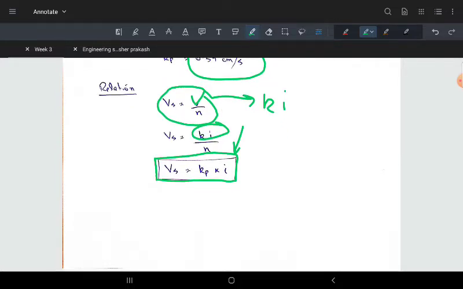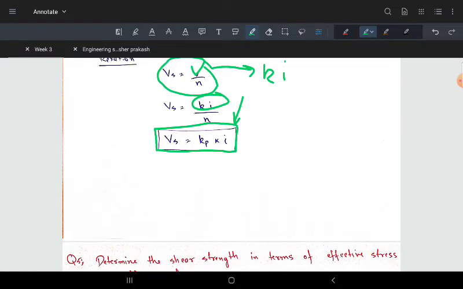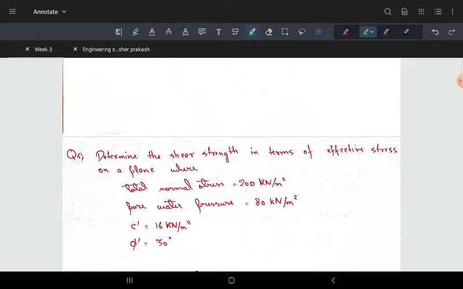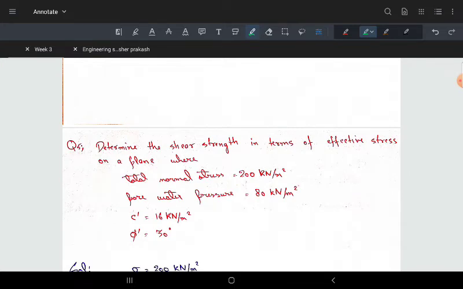Let's move on to another question. The following questions will be based on the shear strength of the soil. As we know, there are various tests used to find the shear strength of the soil. One is a direct shear test and another is a triaxial test. In the triaxial test, we have different types: consolidated drained, consolidated undrained, and unconsolidated undrained.